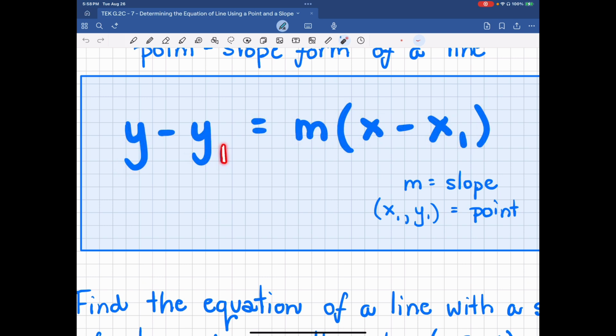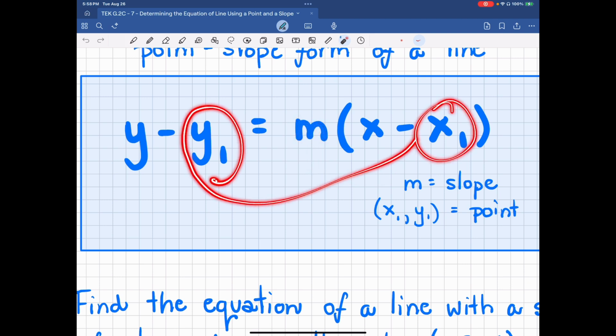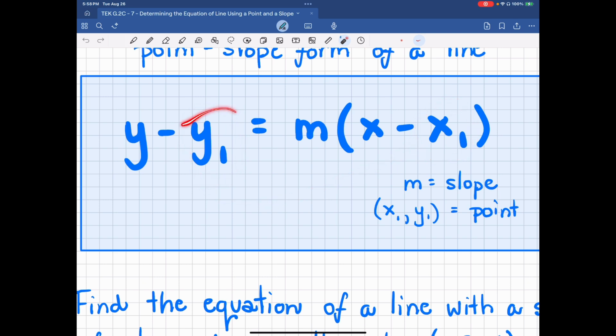Notice the subnumbers 1 and 1 here. And notice m. You should feel very familiar with this m. You should know that m means slope. And this x1 and this y1 go together to form a point. Hence the name point. Right here, we got our point, and here we got our slope, the point-slope form.